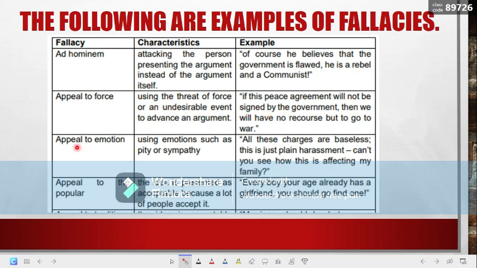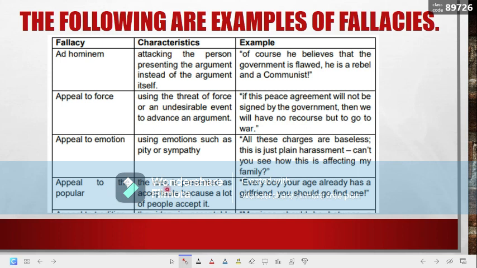Next is appeal to emotion. It is characterized by using emotions such as pity or sympathy. Like, all these charges are baseless. This is just plain harassment. Can't you see how this is affecting my family? Okay, so this is appeal to emotion, because the person is already trying to seek pity or sympathy towards his or her family. Okay, let's proceed to the fourth one. Appeal to the popular.